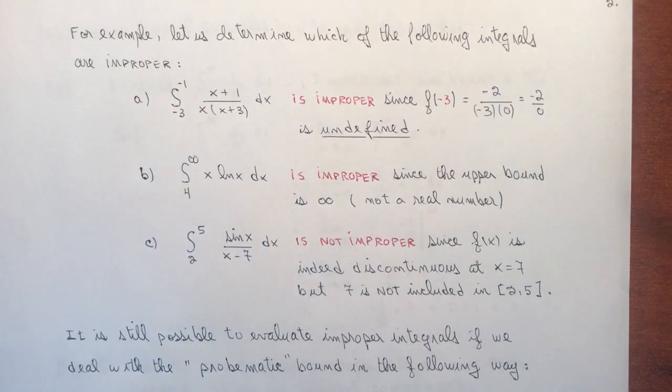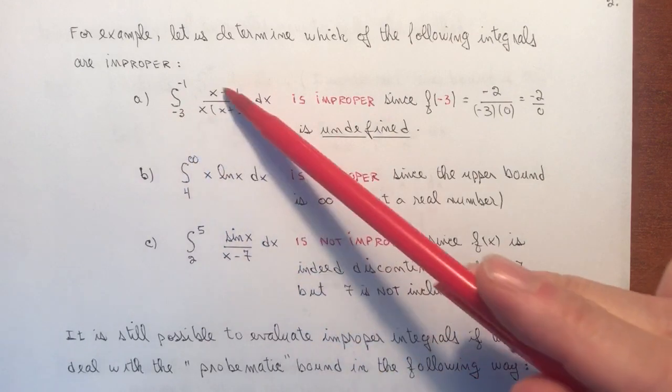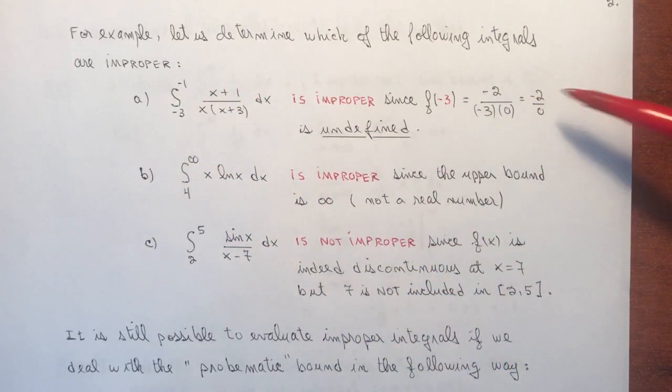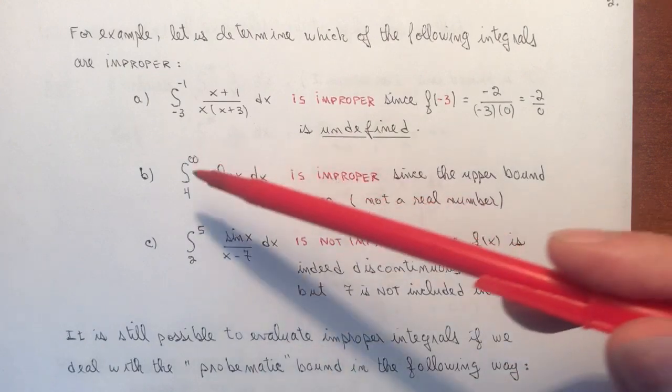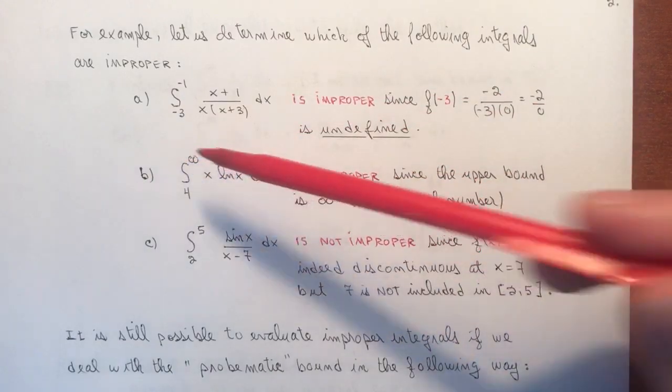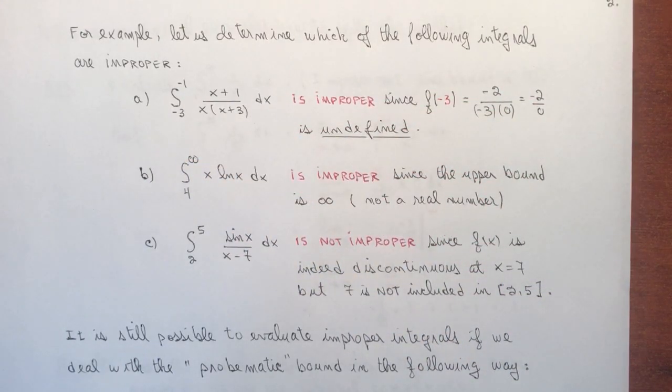Let's take a look at some examples here and decide if they are improper or not. What about the first one? Minus 3 to minus 1, is that improper? The answer is yes, because the lower bound minus 3 makes the integrand undefined. If you replace minus 3 inside the function, you'll get minus 2 over 0, which is undefined. The second one, 4 to infinity of x ln x dx, is also improper. This time because the upper bound is infinity, not a real number.